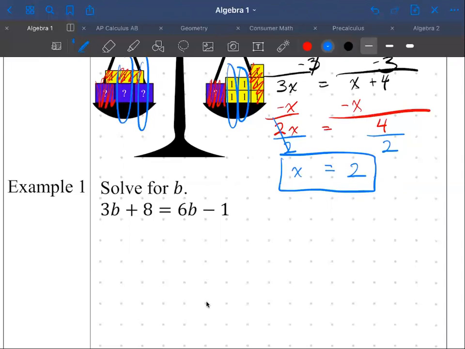Two hands. Haiti, go for it. Minus 8. Minus 8 on both sides. And what do we have after we do that? 3b plus... wait, I'm looking at my notes. Oh, 3b equals 6b minus 7.